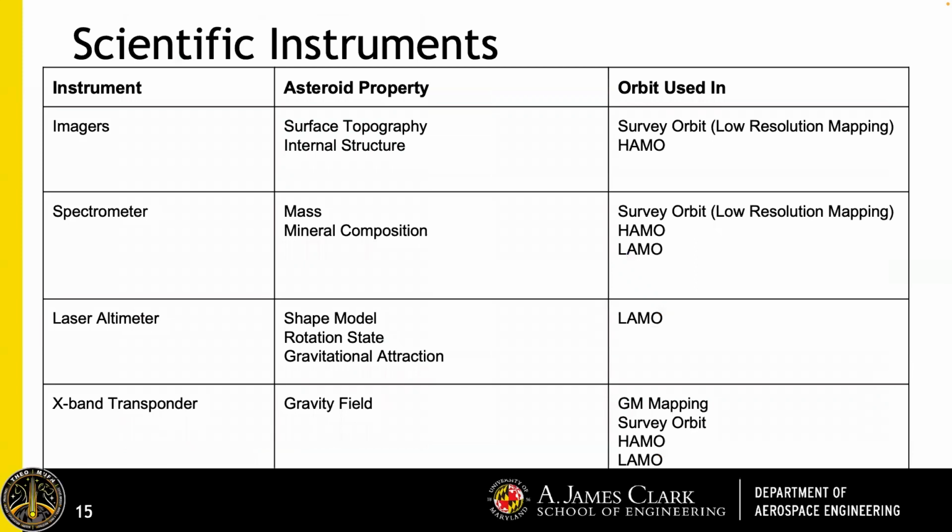So the instruments that we have is we have images for the surface topography and the internal structure to figure out those characteristics of the asteroid. Then we have a spectrometer that's used to figure out the mass and the mineral composition. And then a laser altimeter is used to generate a shape model and figure out what is the rotational state and the gravitational attraction. And then finally, an X-band transponder, which is used for communication as well. That is used to figure out what is the gravity field of the asteroid. Because it's important to know how much gravity there is so that we don't go too close or too far away from it.